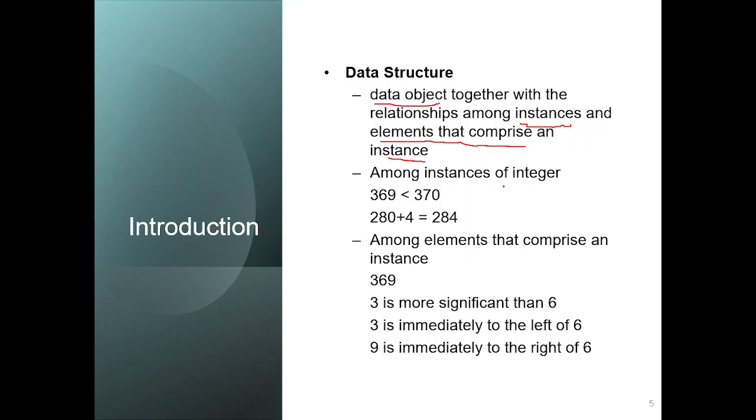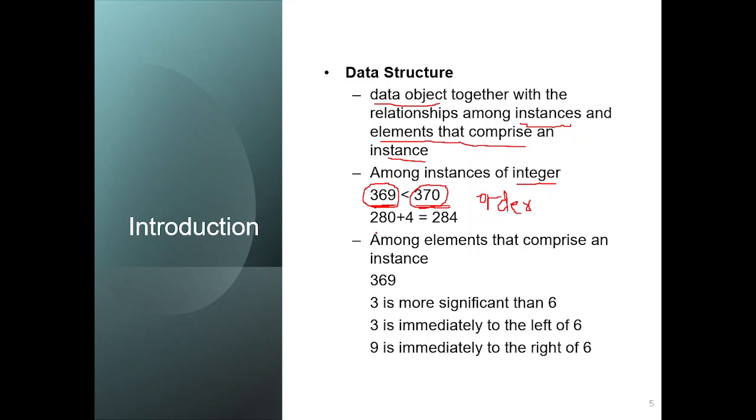So for example, these are two, say, natural numbers. What is the relationship between these two natural numbers? It is that 369 is smaller than 370. 370 is greater than 369. So we have an integer data object, a set of integers, and these are two instances in that set, and they have a relationship. This relationship basically gives birth to order. Based upon this relationship, these instances have a certain order. So relationship is important.